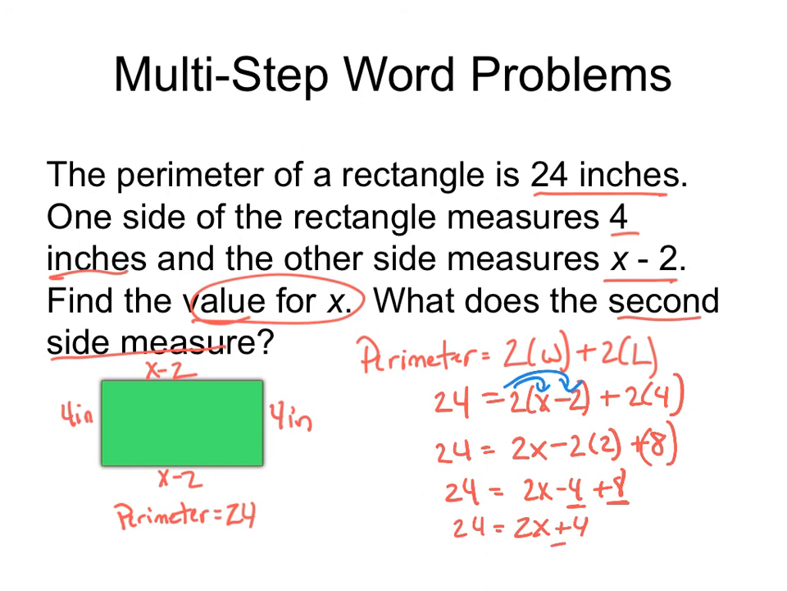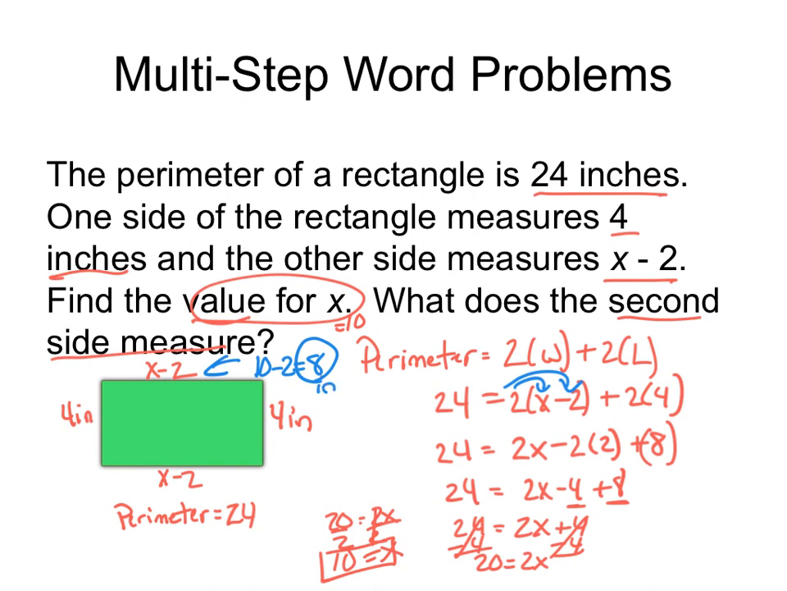And now I just solve my two-step equation. Subtract 4 from both sides. I get 2x equals 20. Divide both sides by 2. So I get x is equal to 10. That's the first question that's been answered. x is equal to 10. So what does the second side measure? Well, if the second side is x minus 2, then 10 minus 2 would be 8. So the second side measures 8 inches.